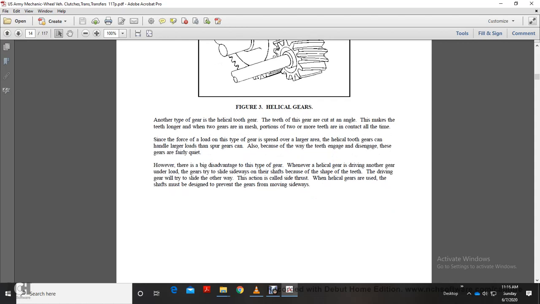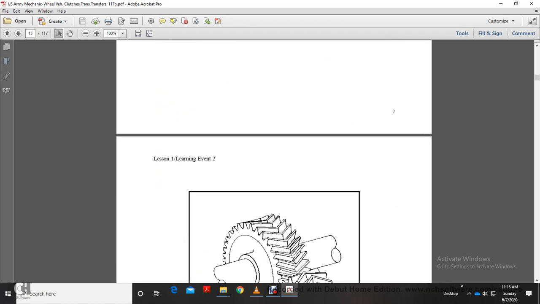However, the big disadvantage with this type of gear is that when a helical gear is driven by another gear under load, the gear tries to slide sideways on the shaft because of the shape of the teeth. The driving gear will try to slide the other way. This action is called thrust. When helical gears are used, the shaft must be designed to prevent the gears from moving sideways.